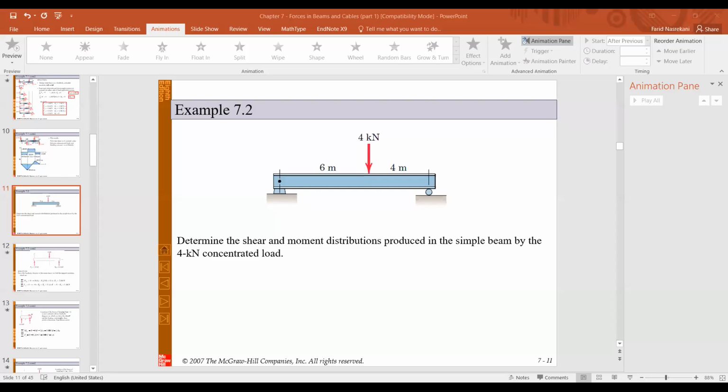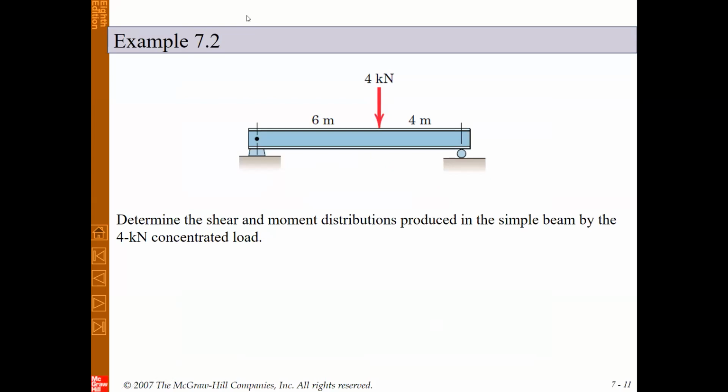Continue with one example. Can you see my screen now? Yes, sir. Okay, we continue with another example.